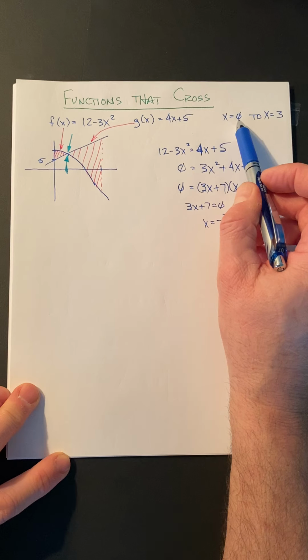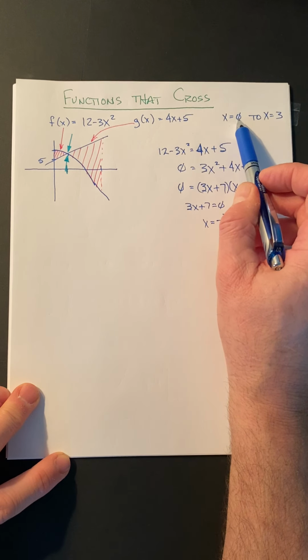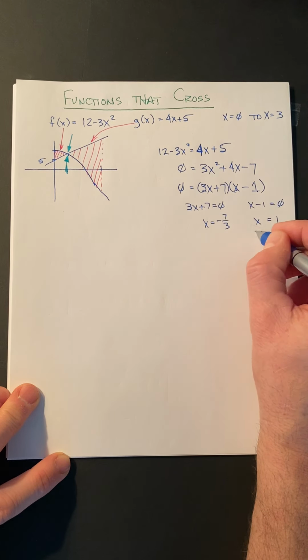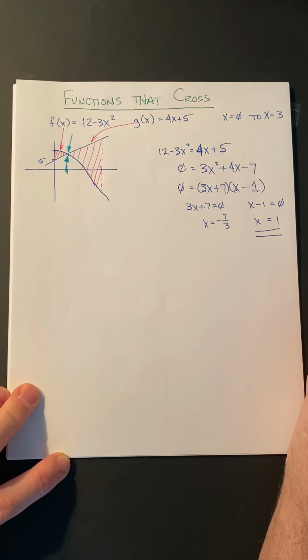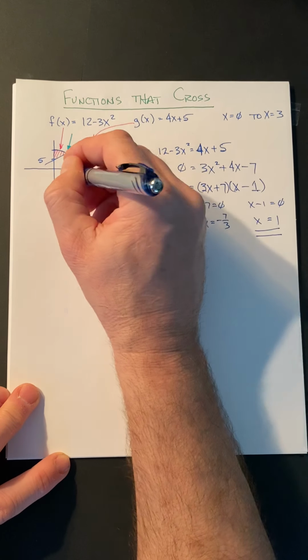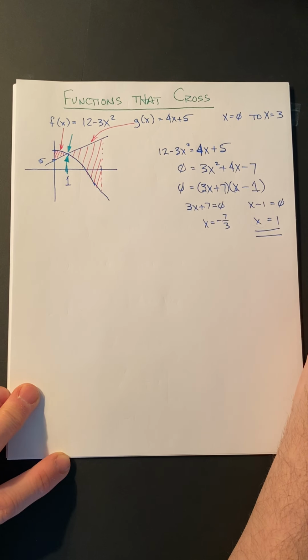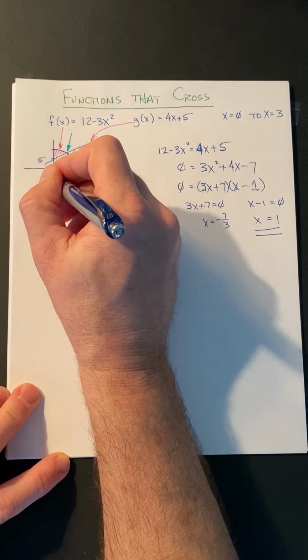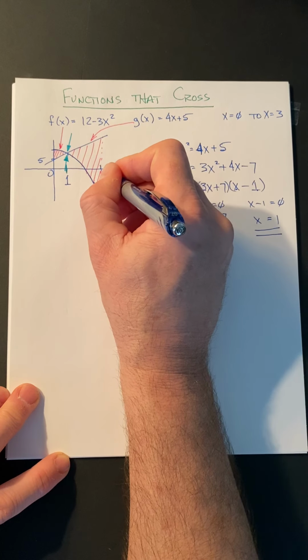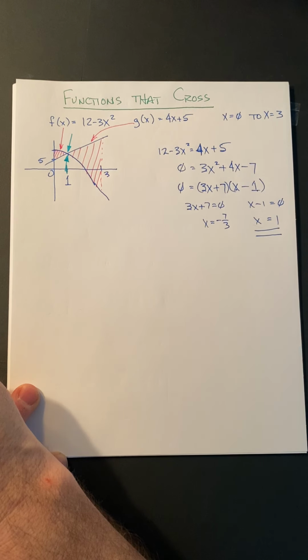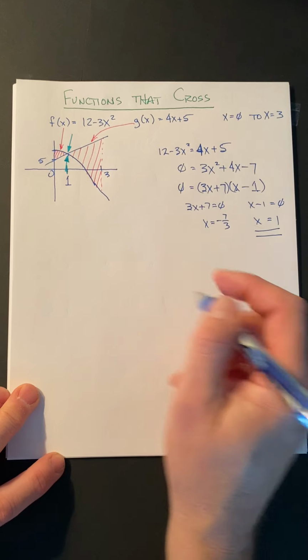We're looking for the area from 0 to 3. So I only need that intersection x value, right? So I know that x is going to be 1 there. So I can integrate from 0 to 1 and then 1 to 3. Okay? So let's do that.